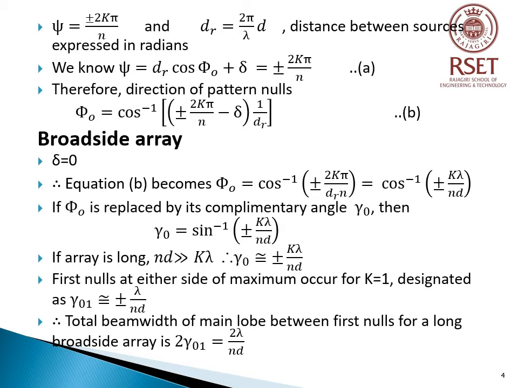Okay, now the first nulls at either side of the maximum occur for k equal to 1. So we can use the notation gamma naught 1 for denoting the first nulls. It will be equal to plus or minus lambda by n into d, since k equal to 1. And the total beam width of the main lobe between the first nulls for a long broadside array is equal to 2 into gamma naught 1. So it is equal to 2 into lambda by n into d.